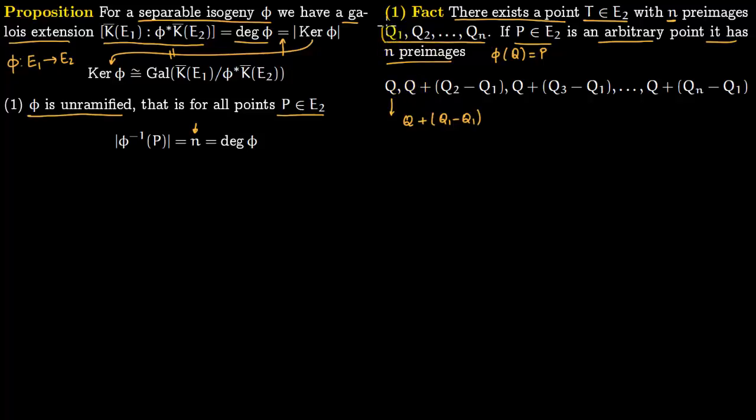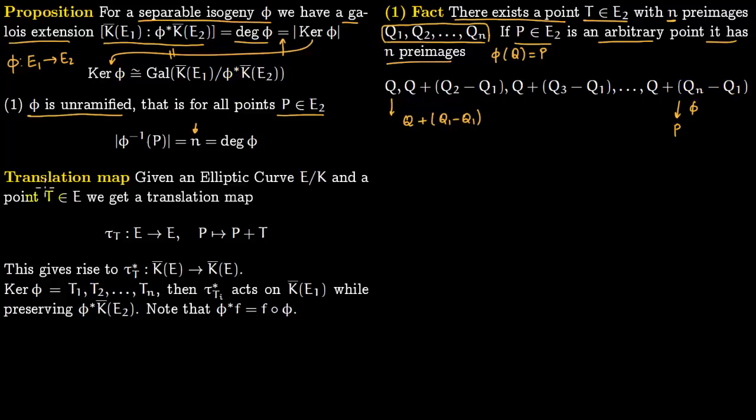So you were able to take these n different pre-images of T and construct n different pre-images of P. Again, once you apply the map phi, you will get P, because both of these points get mapped to T, which cancels out.